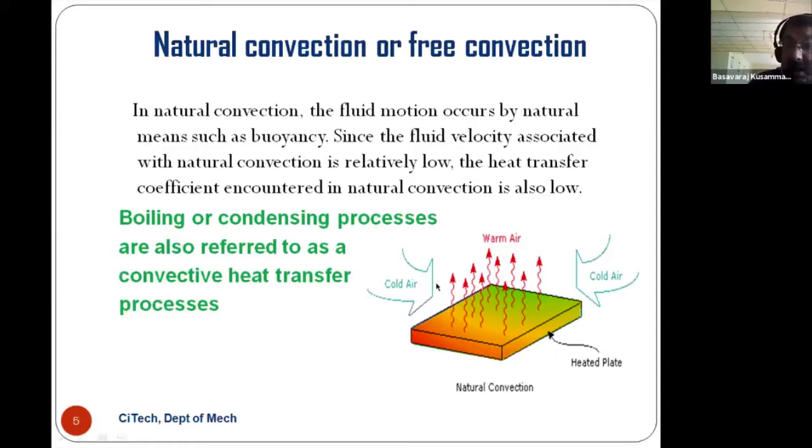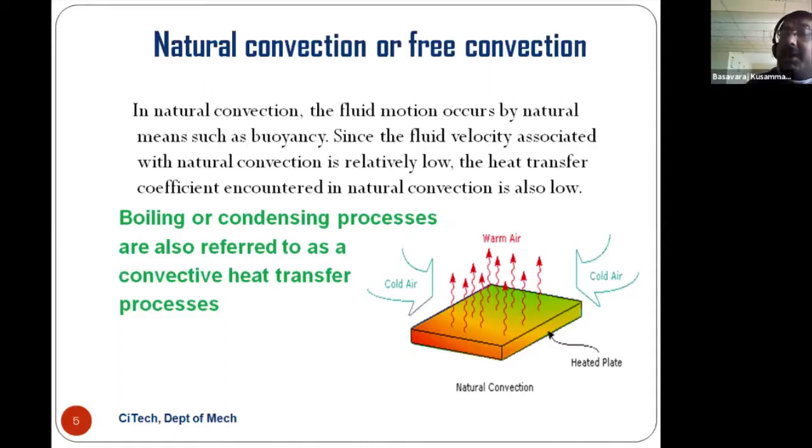Okay, so I gave the example of a vessel. Putting a heater into the vessel, after some time you observe the bubbles. That is called natural convection. Understand? That is also called natural convection or free convection.